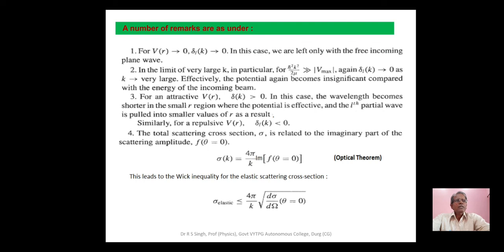The total scattering cross section is related to the imaginary part of the scattering amplitude, giving sigma(k) equal to 4 pi upon k times the imaginary part of f(theta equals 0), which is the optical theorem. This leads to the weak inequality for the elastic scattering cross section: sigma elastic less than or equal to 4 pi upon k under root d sigma upon d omega for theta equal to 0.